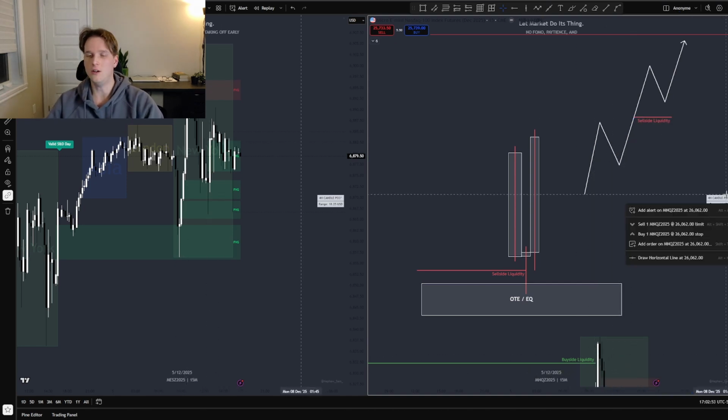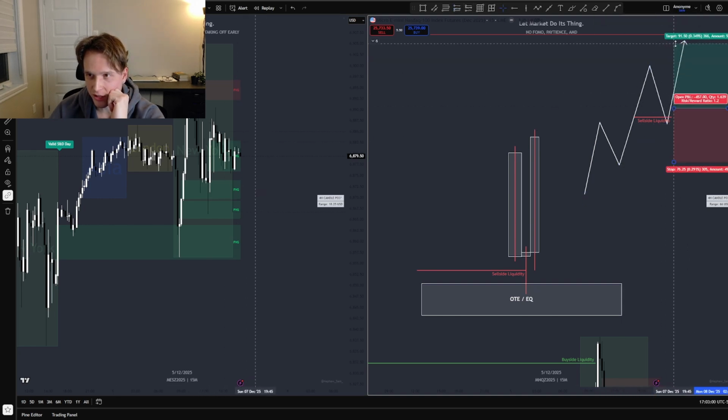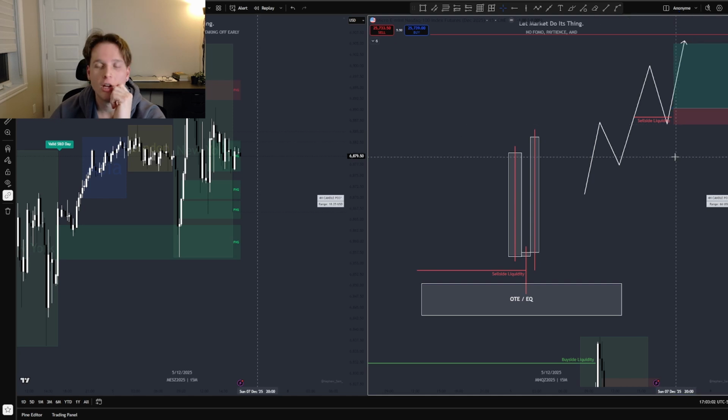So we have a low here. Now, we expect this low to be swept, and this is our bias. This is what we want to see. Then we want to smack the entry here to target higher prices and put our stop at the low.